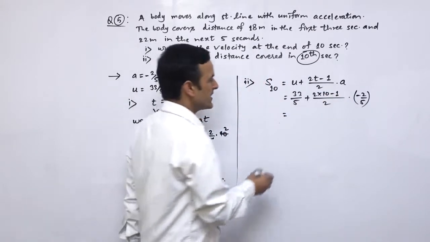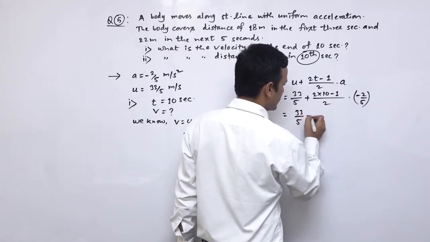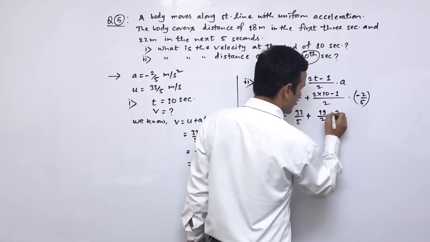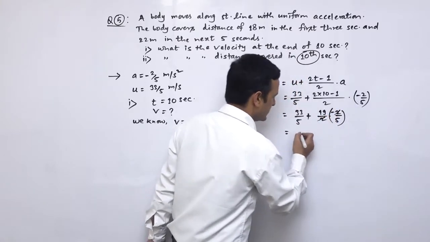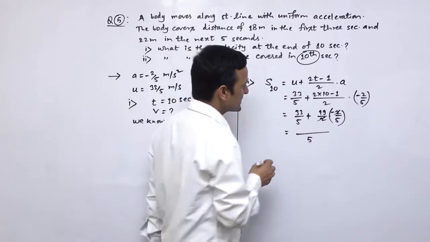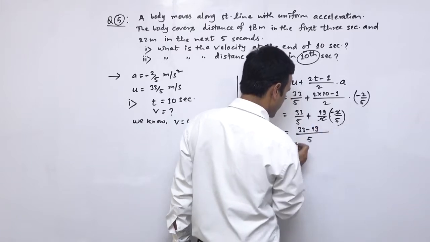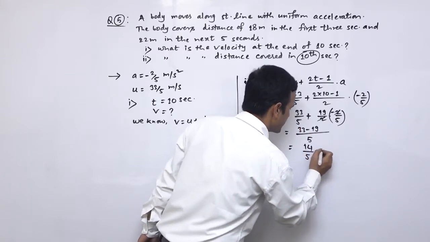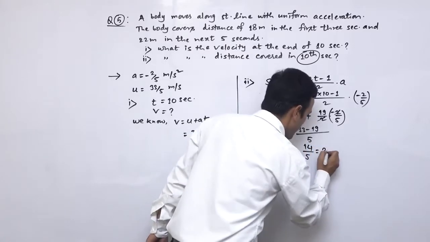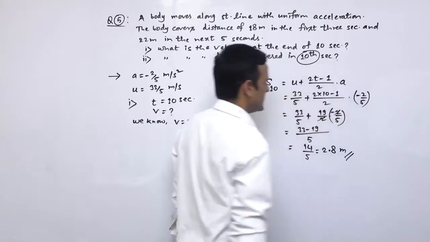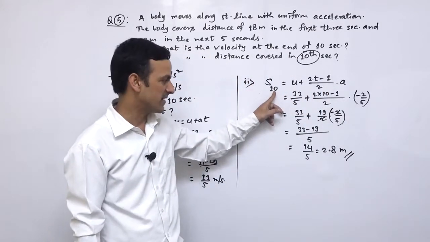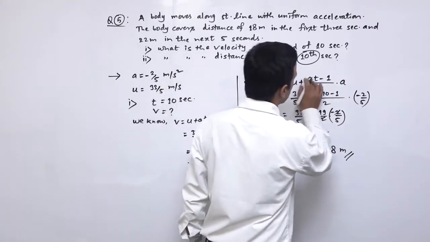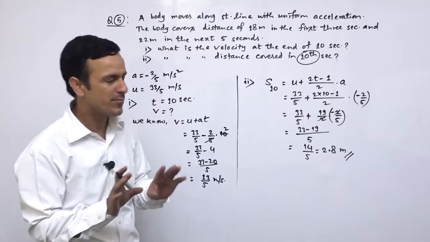So this will be the information from here: 33 divided by 5 minus 19 divided by 2 into 2 upon 5, where 2t minus 1 is 20 minus 1, that is 19. So this 2 and this 2 cancel. Then 5 is the LCM of both terms, and here we get 33 minus 19, that is 14 by 5. So this is the distance covered by the body, or 5 2s are 10, 2.8 meters is the distance covered by that body in the 10th second. So this is the answer. In this way, we can use u plus a by 2 times 2t minus 1, which is the distance covered by a body in the nth second.